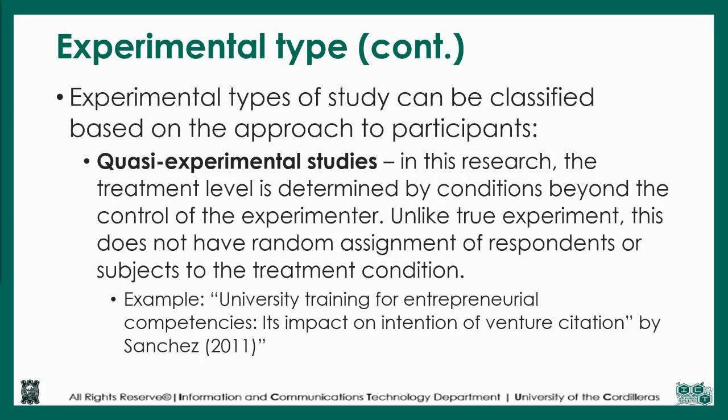The other type of experimental research is what we call the quasi-experimental studies. So in this research, the treatment level is determined by conditions beyond the control of the experimenter. Unlike true experiment, this does not have random assignment of respondents or subjects to the treatment condition. So this is a bit different in that here the researcher is not able to fully influence every factor in their study.